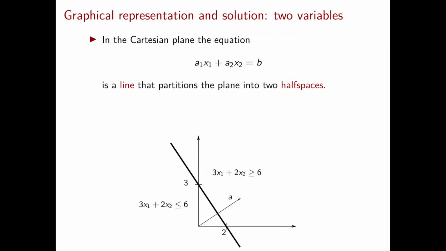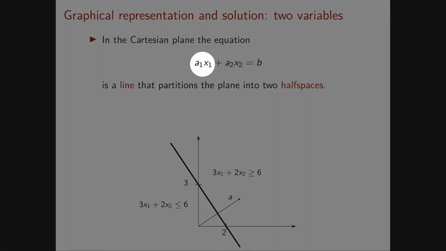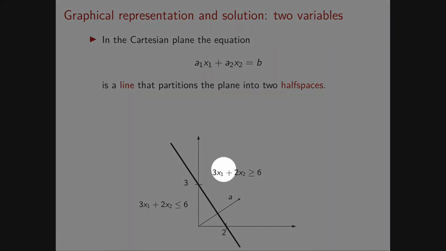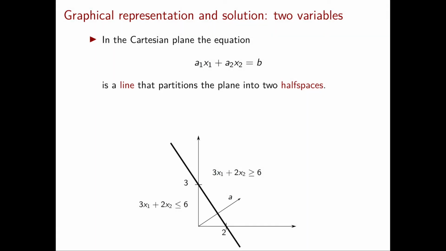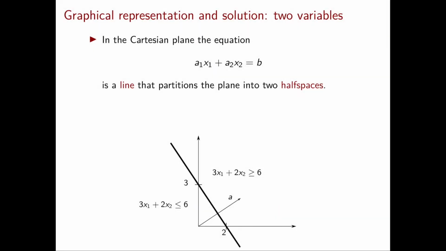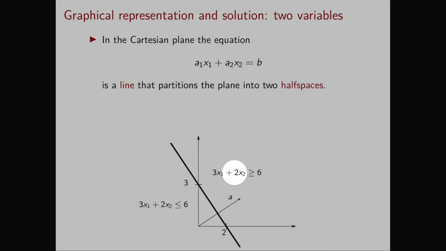So what exactly is this line? Well, this line consists of all the vectors (x1, x2) that satisfy this equality. For example, let's have a look at the equation 3x1 plus 2x2 equal to 6. The points that satisfy this equation are those on this thick black line. For example, here you have the point (2, 0), so 3 times 2 plus 0 is exactly 6. And similarly here we have the point (0, 3). If you substitute once again, you obtain 0 plus 2 times 3, which is 6.